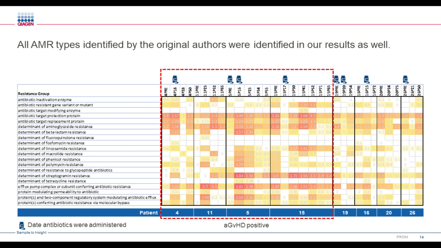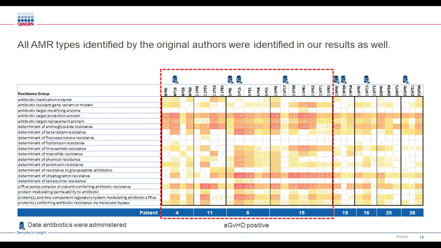What we see here is that using this simple 2-step workflow, we were able to identify all of the same resistance markers that were identified by the authors in the original publication. What you see here in this figure is adapted from the original publication, but the data presented is actually data from using CLC Genomics Workbench with the associated microbial genomics module.